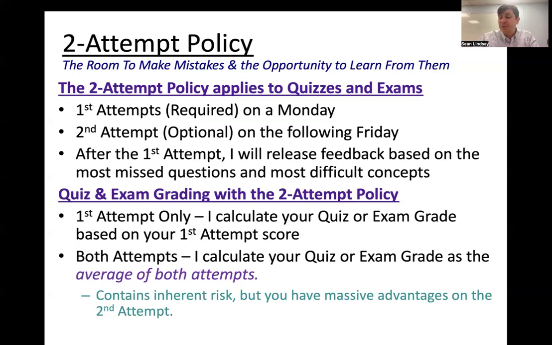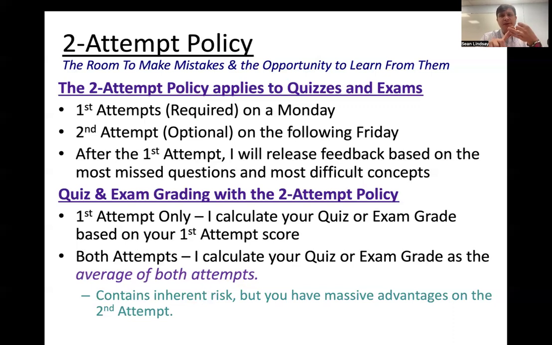But even with that little bit of risk, you have massive advantages. One, you've seen what the quiz or exam is structured like, so you know what kind of questions I'm going to be asking. It won't be the exact same version that you took on the first attempt, but it'll draw from the same pools of questions. So you'll see a lot of familiar questions. Maybe things will just be mixed up a little bit. So you'll know what the quiz looks like.